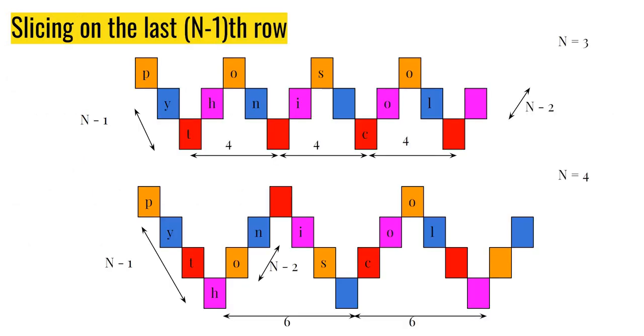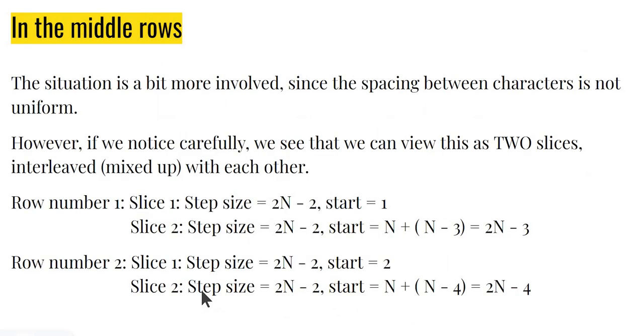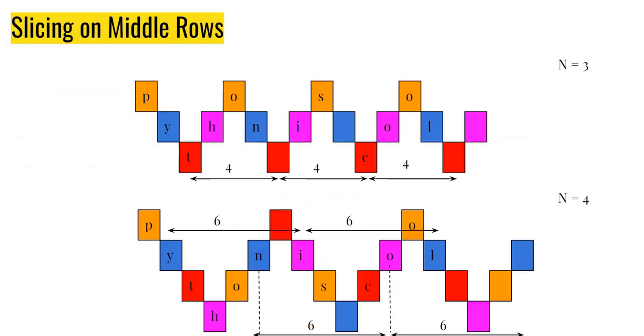So here is this thing a little bit more visually. Like I said, on the last row, it's exactly the same as the first row in terms of spacing. Only the initial letter changes. Coming to the middle rows, the situation is a little bit more involved because you notice that the spacing between characters is not uniform. And let me just tell you this from a diagram because it's more clear.